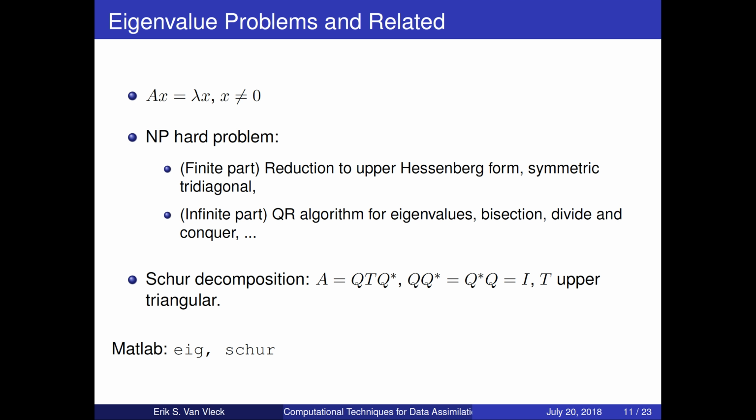Eigenvalue problems show up a lot, and we'll see them in the stability of solutions. So it's an NP-hard problem. Basically, numerical techniques divide the problem into a finite part. The finite part reduces to an upper Hessenberg form, which for symmetric problems is a symmetric tridiagonal form. And then the infinite part is generally an iterative technique that takes this upper Hessenberg or symmetric tridiagonal form and approximates the eigenvalues starting from there.